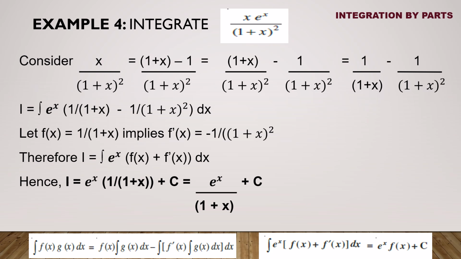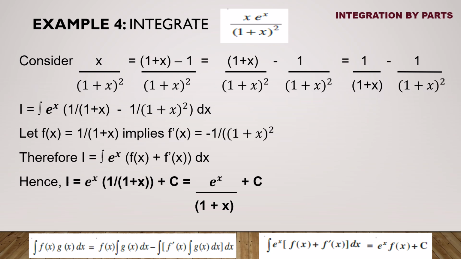Now for our example, you have e raised to x into x upon 1 plus x whole square. Now x upon 1 plus x whole square we can write with the numerator as 1 plus x minus 1. So now just break it into two terms. The first term is 1 upon 1 plus x, and the second term will become 1 upon 1 plus x whole square. So now our original integral I is equal to integral of e raised to x into bracket 1 upon 1 plus x minus 1 upon 1 plus x whole square.